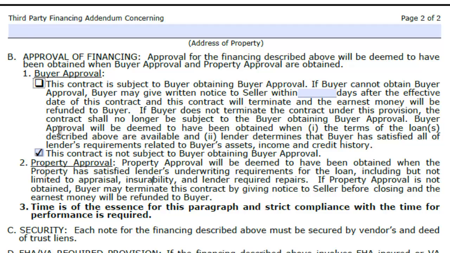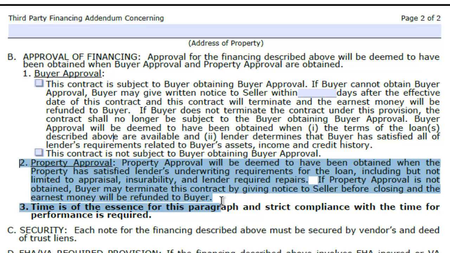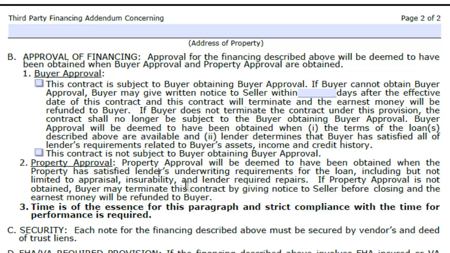You might be asking yourself, why the heck would I use this addendum if my client doesn't care about the contract being subject to their ability to qualify for financing? Well, I think it's a great idea to still use this addendum because you have this section right here. And I'll go into that in just a second. But this gives you protection if the property isn't approved for financing. So let's just talk about this blank.